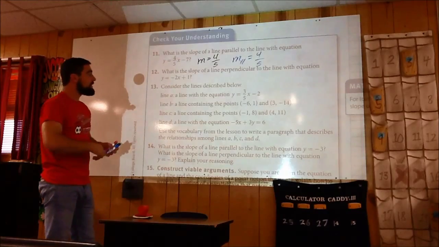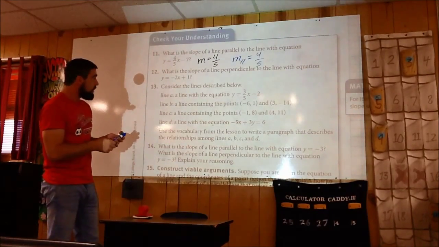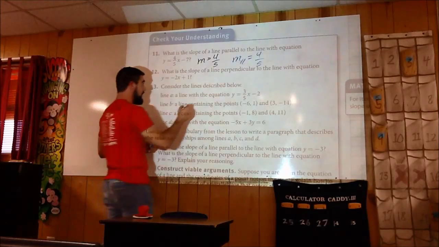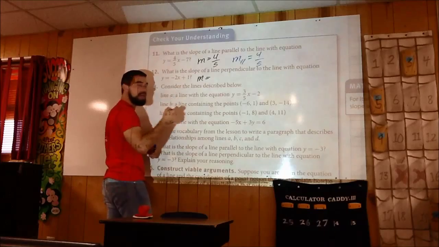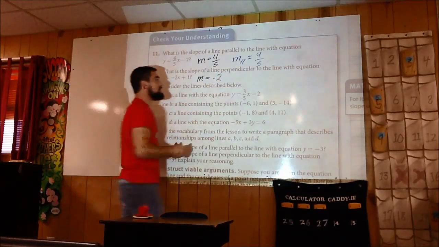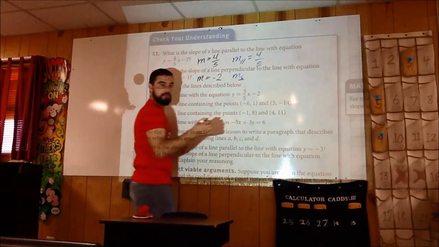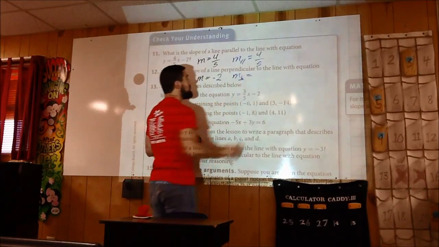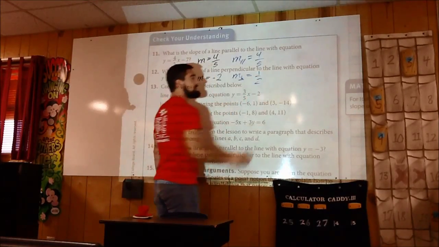Awesome. Number 12, what is the slope of a line that's perpendicular to the line with the equation of y equals negative 2x plus 1? Well, same thing. I'm going to first identify what the slope of this line is, which is negative 2. Then I'm going to write the different notation and say, okay, well, if that's my given slope, then slope perpendicular would be equal to what? 1/2. Positive 1/2. Good. Positive 1/2.